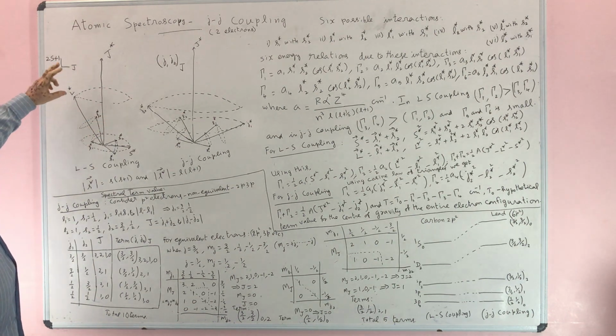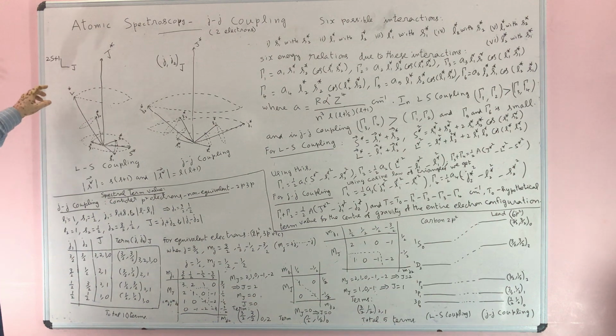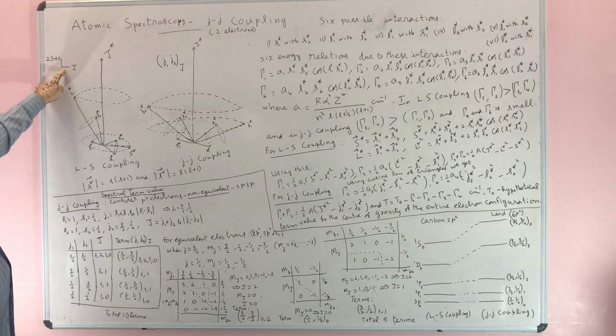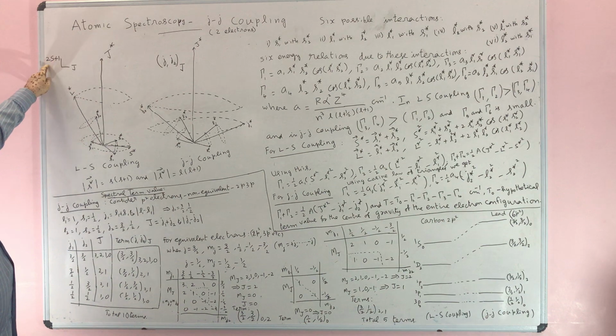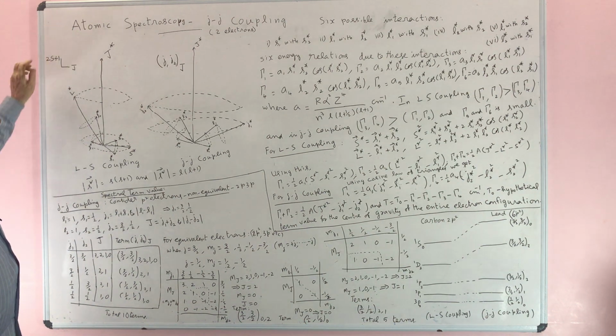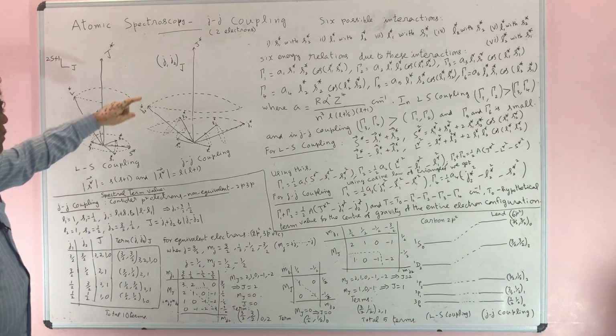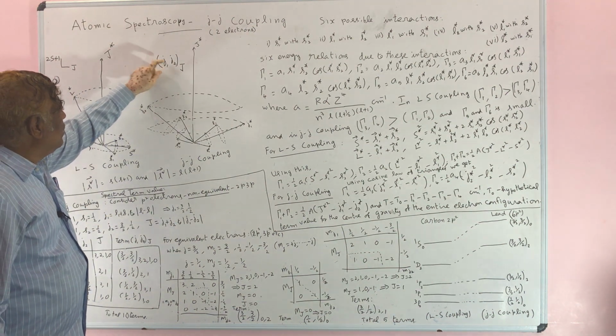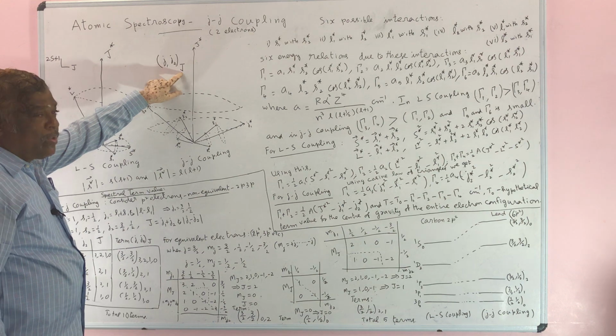For LS coupling, the designation is different. This is 2S plus 1 L J, where L is the total orbital angular momentum quantum number, this is J, and this is the multiplicity, 2S plus 1. In this way you represent the level. Whereas in JJ coupling, you put J1, J2 within parentheses and you put your J here.